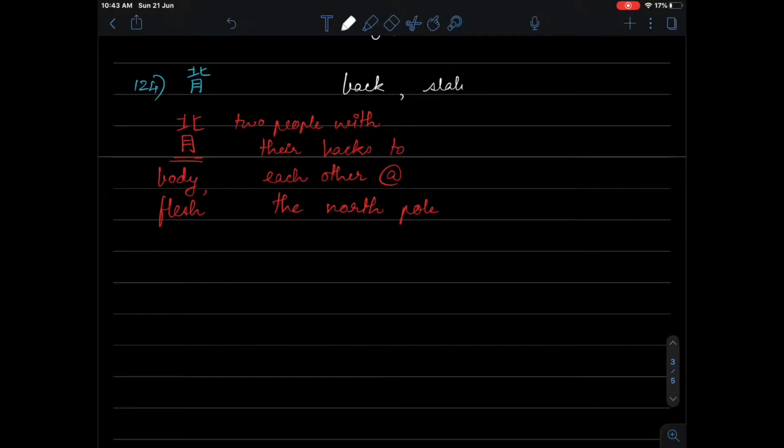or stature. Okay, their back or stature. Two people with their backs to each other, and we're talking about their back. And how do we signify that we're talking about back and not the place where they have their backs to each other? With the moon kanji at the bottom.